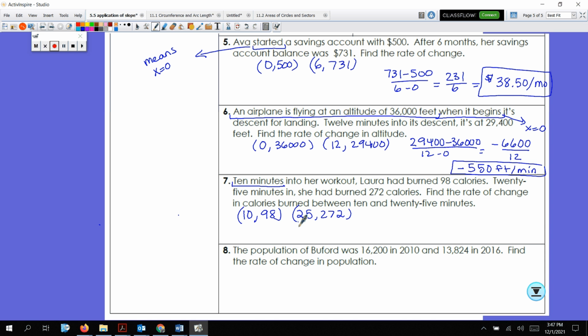Find the rate of change in calories burned between 10 and 25 minutes. Well, we've just been doing slope like a goat. We can handle this. 272 minus 98 gives us 174. 25 minus 10 is 15. When we divide these numbers, we get 11.6 calories per minute.